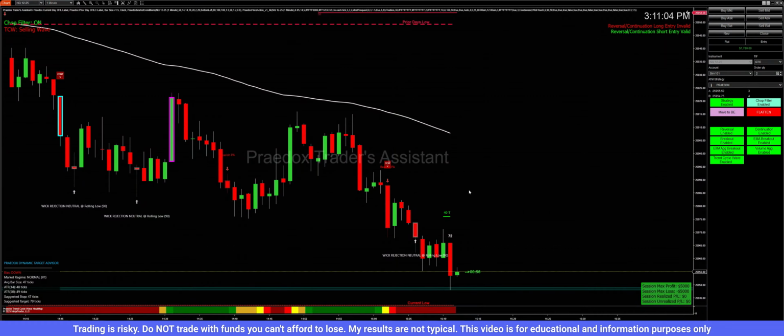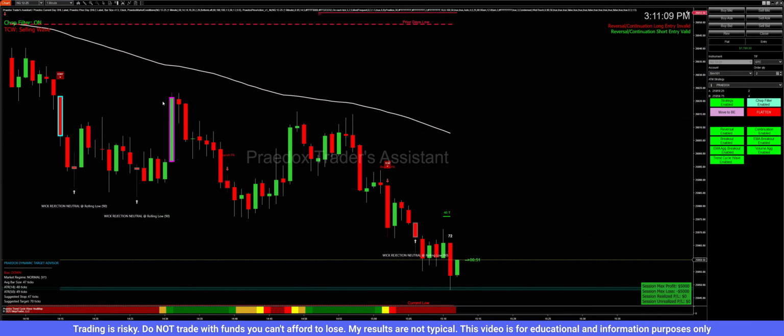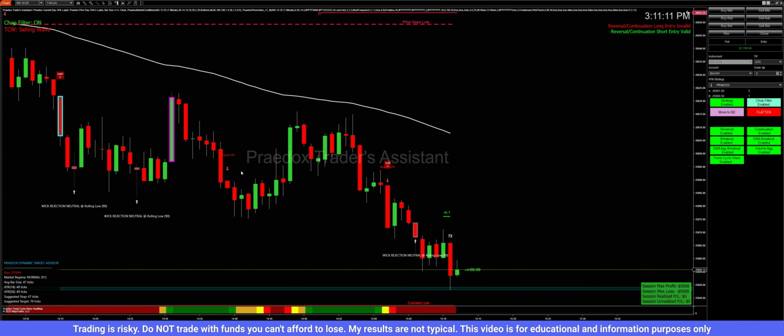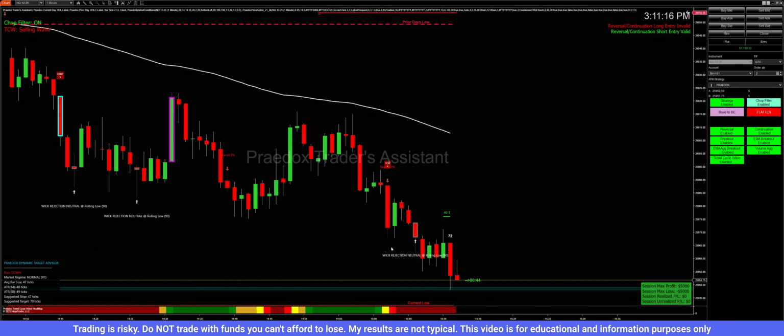Good afternoon, futures traders. It is now Power Hour, and we are going to show you the power of Praedox Trader's Assistant with price action. So you can see here we had a wick rejection off of this rolling low, current low down here, several times. We had a trend cycle wave trade here with some confluence of the bearish price action that occurred on this bar. So you can see that was a winning trade.